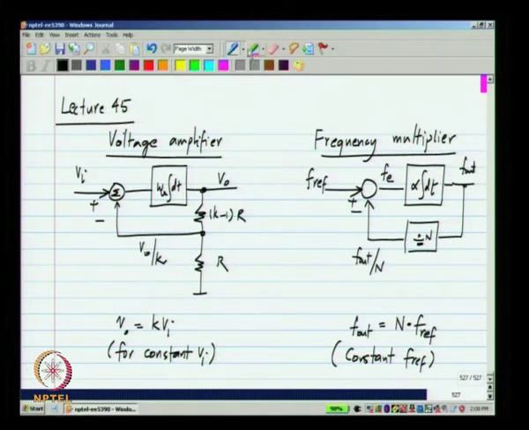So this is a frequency multiplier and it is very easy to see that when Fref is a constant, steady state is reached when Fe is 0, that is the input to the integrator is 0 and F out by N equals Fref. In other words, F out will be equal to N times Fref.